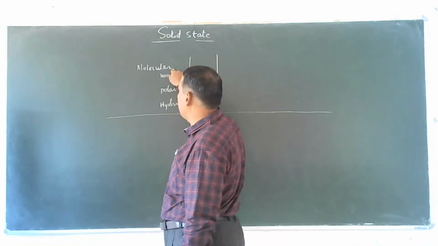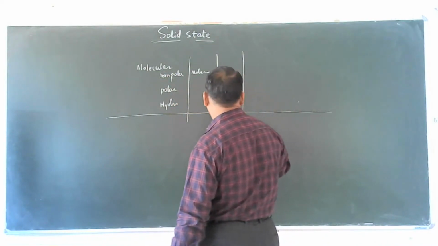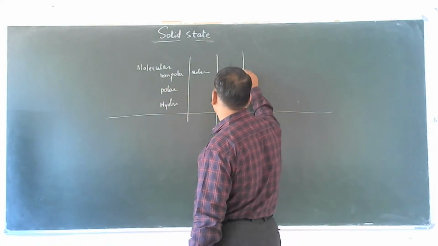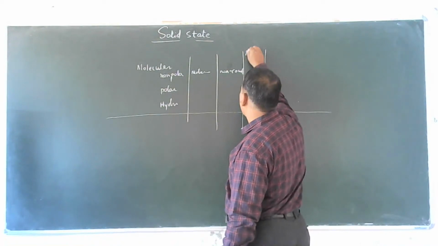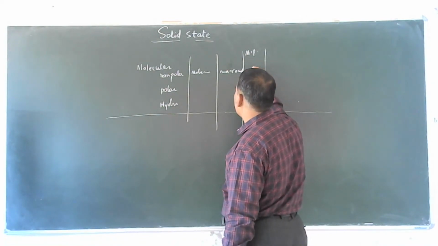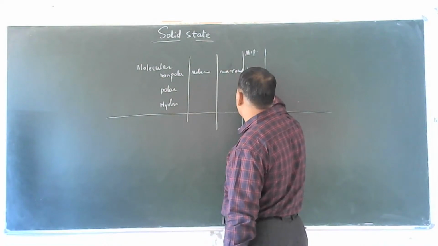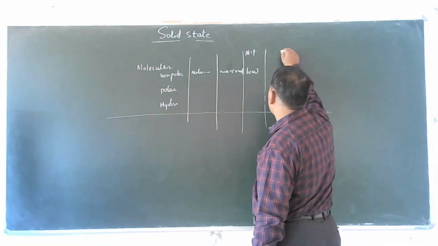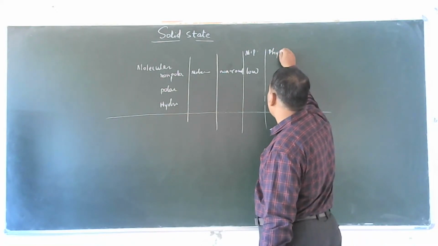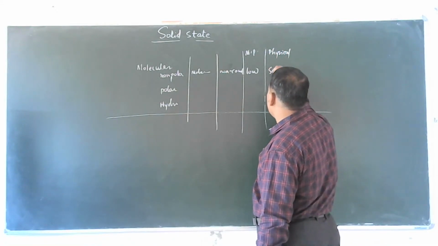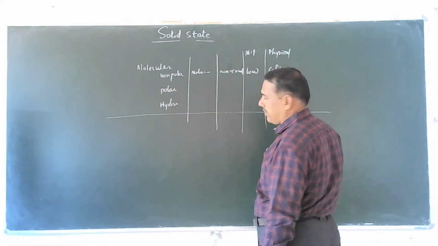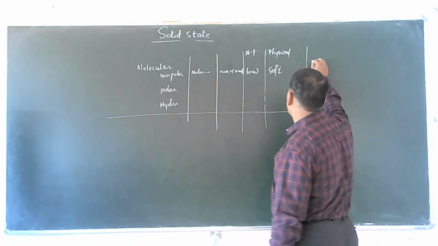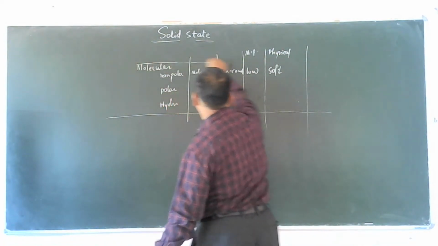What are the examples here? Molecular solid examples. What about their conductivity? They are non-conductors. What about melting point? Melting point is low. So they have a very low melting point. About physical state, all these are soft solids. Very soft. So they are not stable at room temperature.